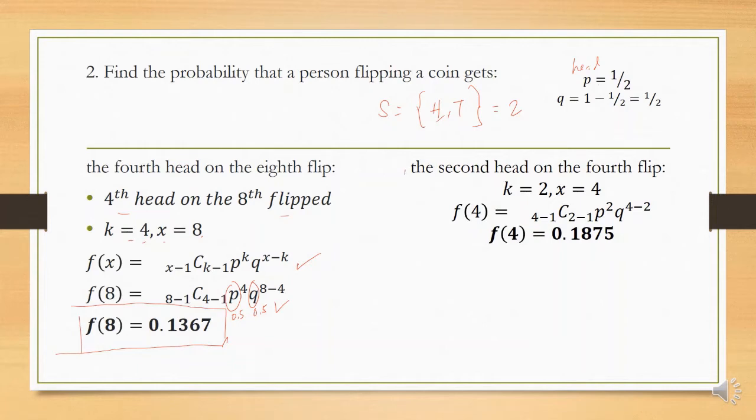The next letter, the second head on the 4th flip. Second head is K. 4th flip ay X. Substitute again. I forgot to substitute yung 0.5 dito. Paki na lang. And then we have 18.75% that there's a head, second head sa pang-apat pa lang na flip natin.